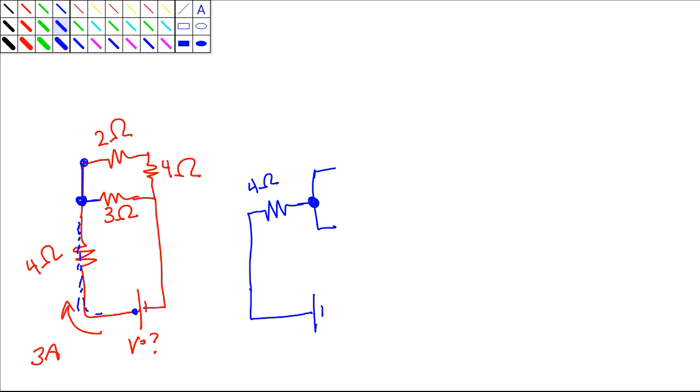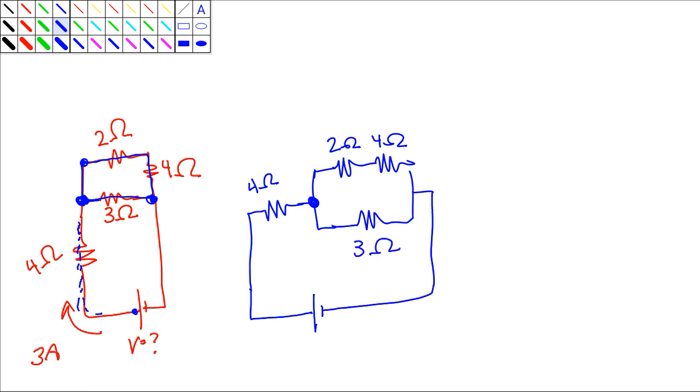On this top arm, I have a 2 ohm and a 4 ohm before it comes back together. And then on the bottom arm, I just have a 3 ohm before it comes back together. So these 2 circuits are identical. I want to know what is this voltage. I know that this current is equal to 3 amps. Now simply all I have to do here is find the equivalent resistance.